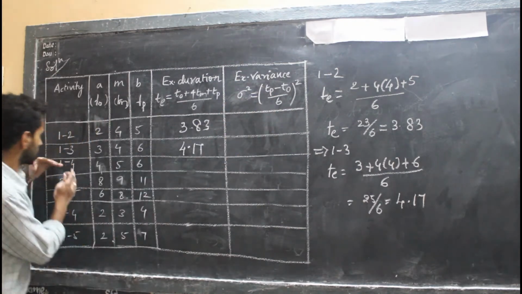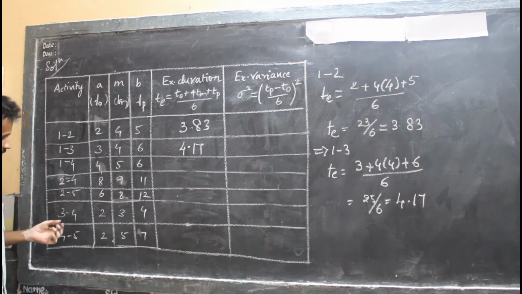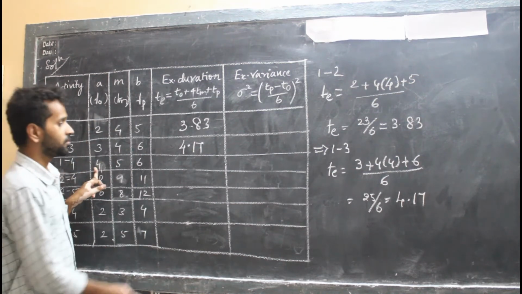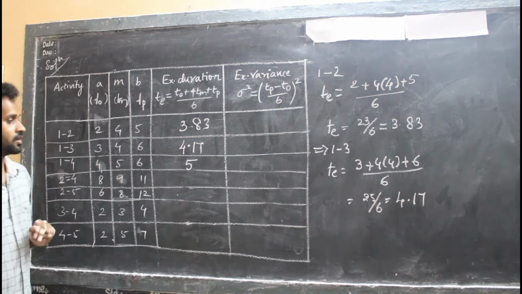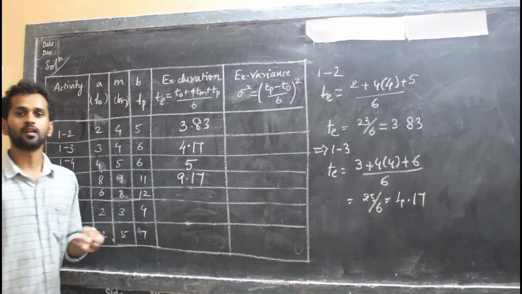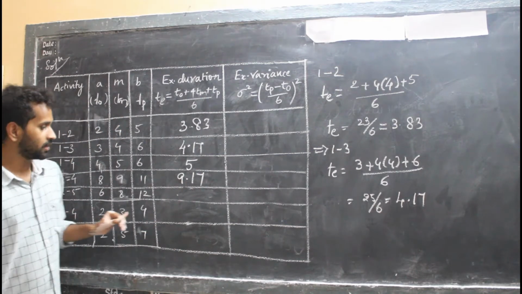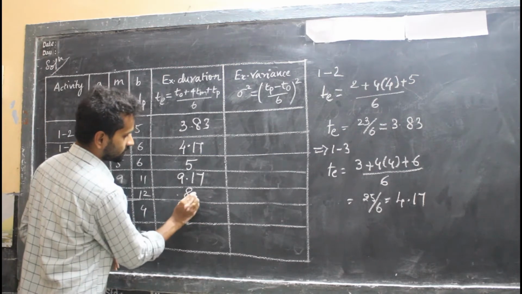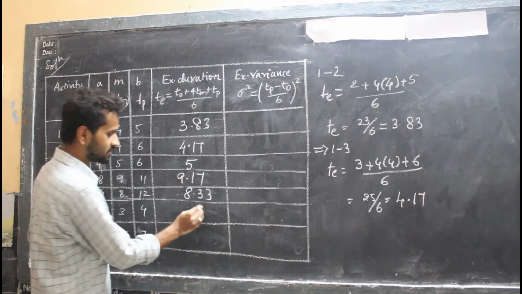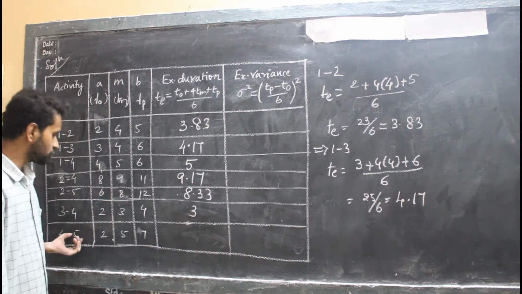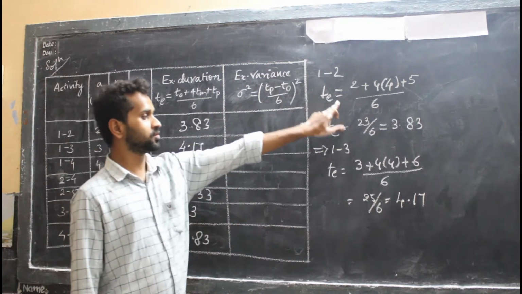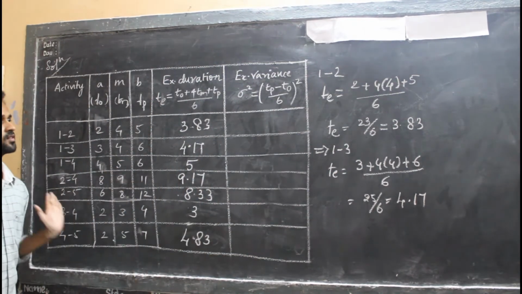TE values for the 1 to 4 activity, 2 to 4 activity, 2 to 5 activity, 3 to 5 activity and 4 to 5 activity: using the same formula, for 1 to 4 activity I get TE as 5. Next, for 2 to 4 activity, I get 9.17. Is it clear? After that, for 2 to 5 activity, I get 8.33. Now for 3 to 5 activity, I get the TE value as 3. You get that? Now for 4 to 5 activity, I get 4.83. So I can apply the same formula for each and every activity given here.